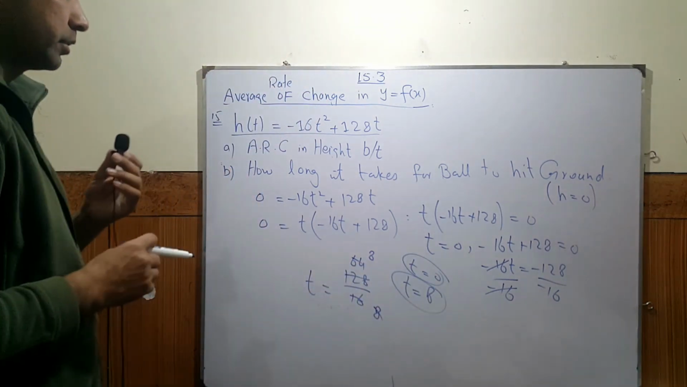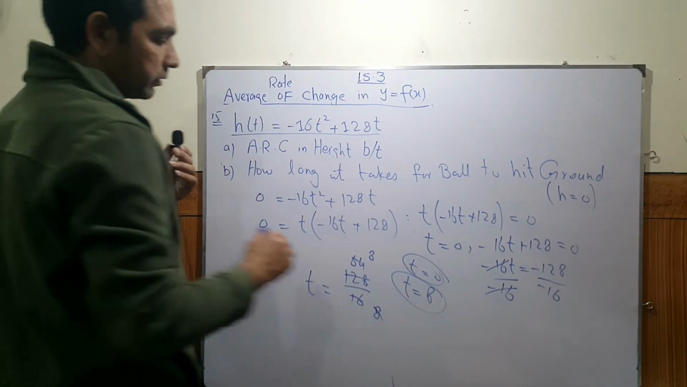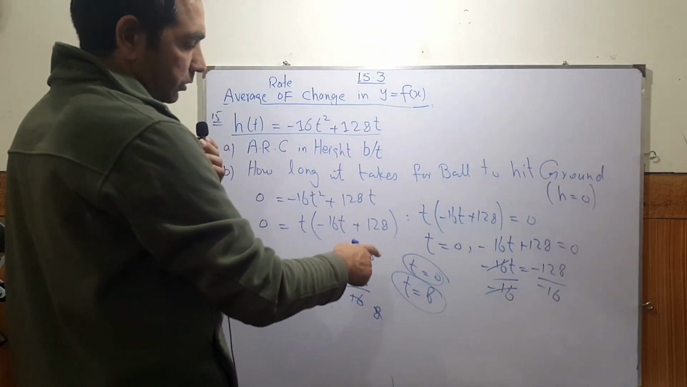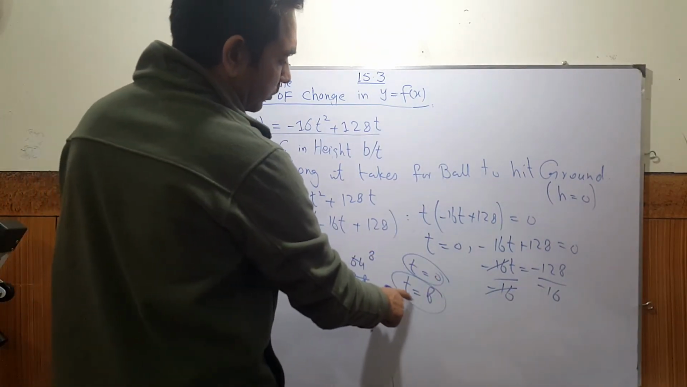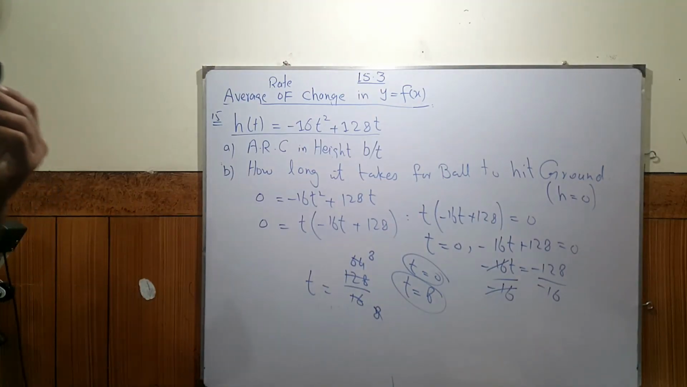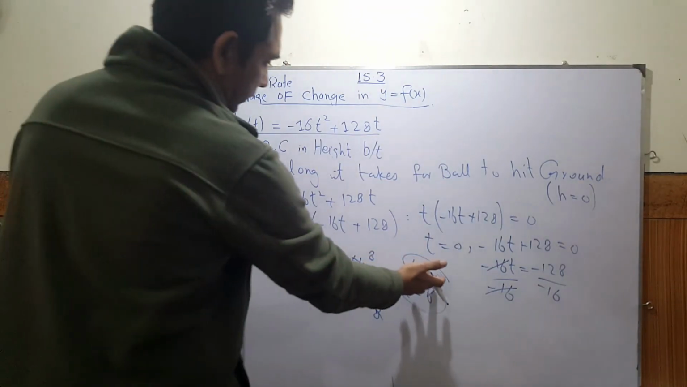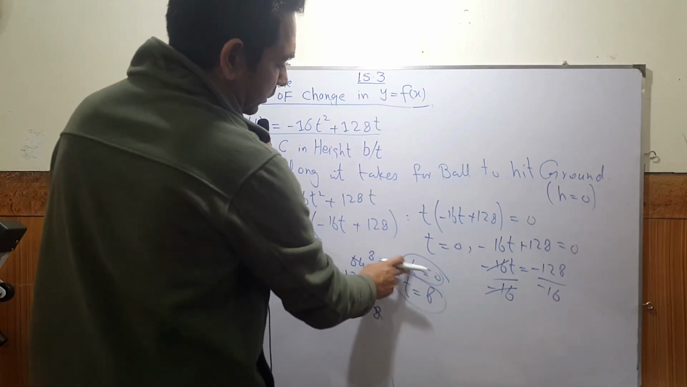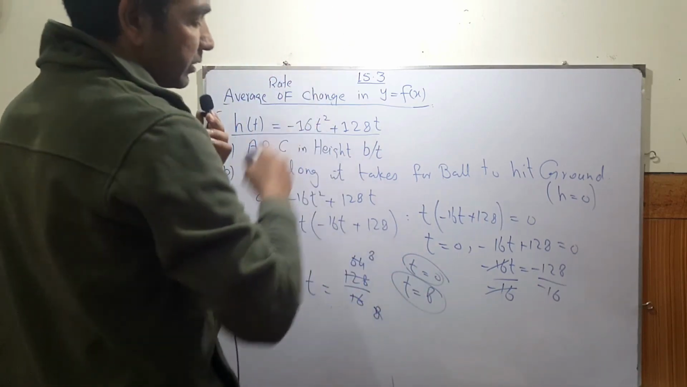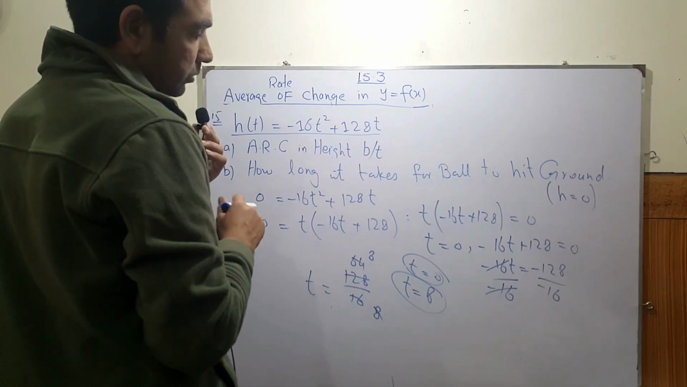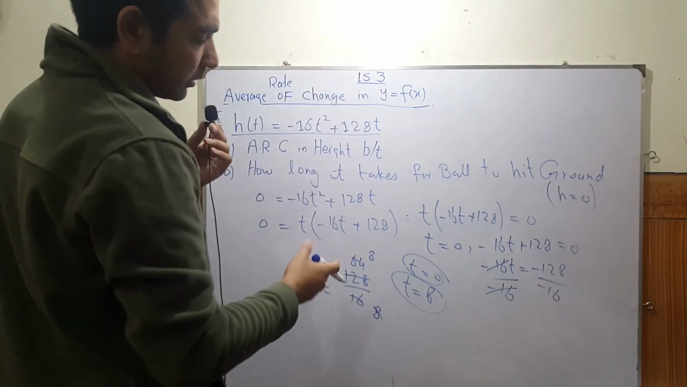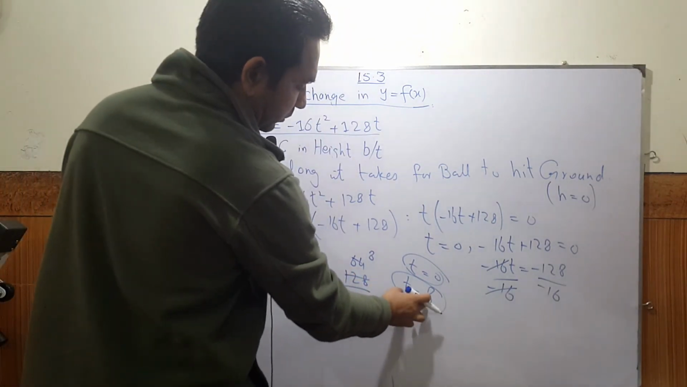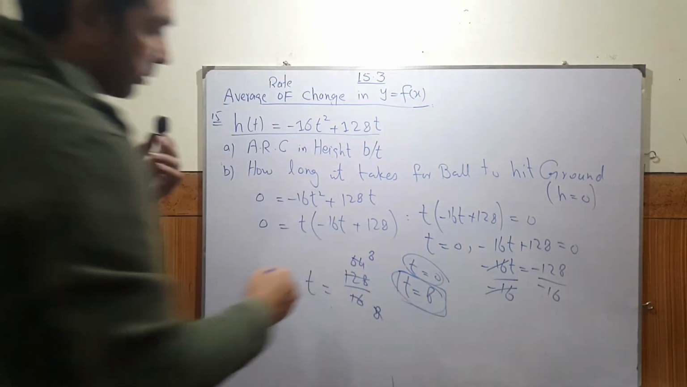So these are the two conditions for when the height is 0: when time is 0 or when time is 8. Time 0 means it hasn't even started, so you cannot take t equals 0. The ball goes up and then comes down, which has to take some time. That's why your answer should be t equals 8.